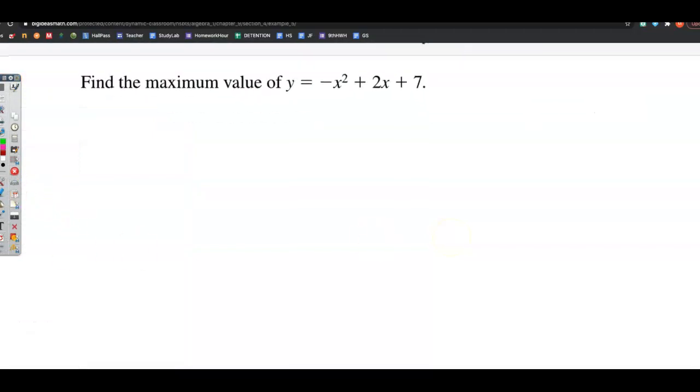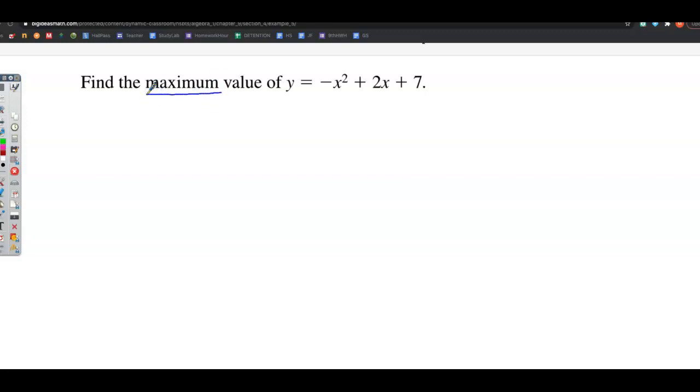Okay. Next one. Maximum. We are finding a maximum value. How could I tell if it was a maximum or minimum value that I was finding? There's a negative in front of the x squared. There's a negative in front of the x squared, therefore I am finding a maximum value.